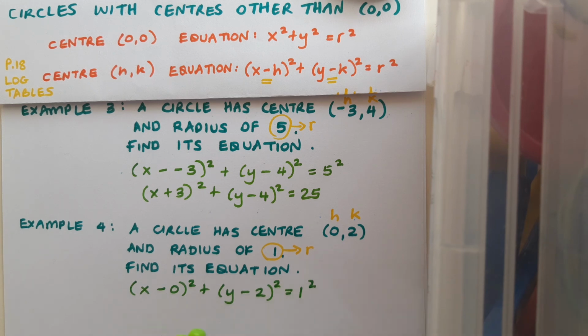Obviously I can square the 1, but notice over here I've got x minus 0. Well, x minus 0 is just x. And so my final equation tidied up there can be written as x squared plus y minus 2 squared equals 1.